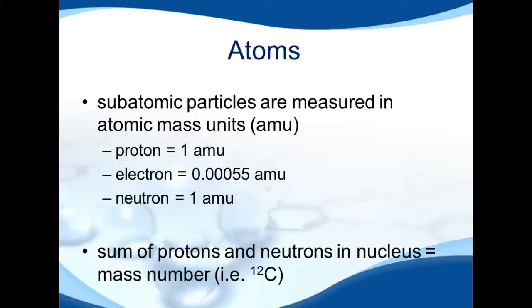The sum of the protons and the neutrons in the nucleus of an atom is the mass number. So when you see something like carbon-12, that means that there are 12 protons plus neutrons in the nucleus.